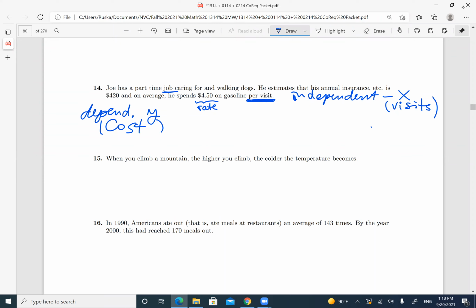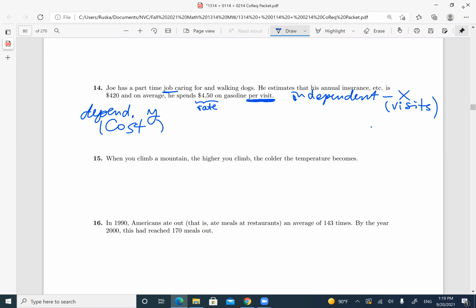Because we don't know how much he charges, how much the revenue is, how much he's going to get if he walks the dogs or cares for the dogs. We don't have that information. So the cost is the dependent variable here, because he's paying for insurance and also paying for gas for each visit. Those are the expenses, okay? So the cost is the dependent variable and the independent is how many visits he's going to make.